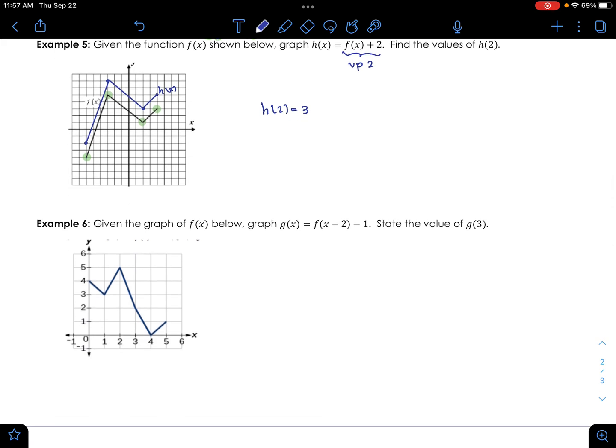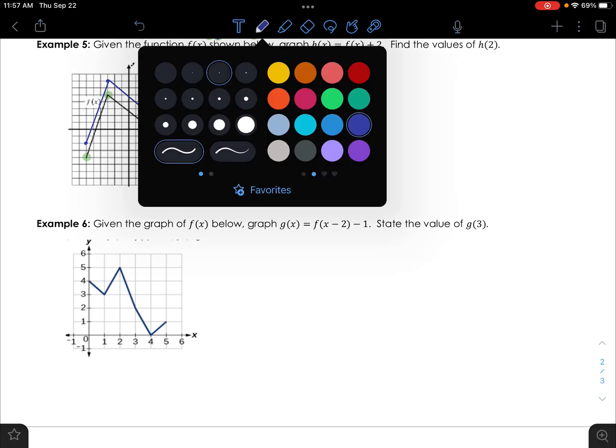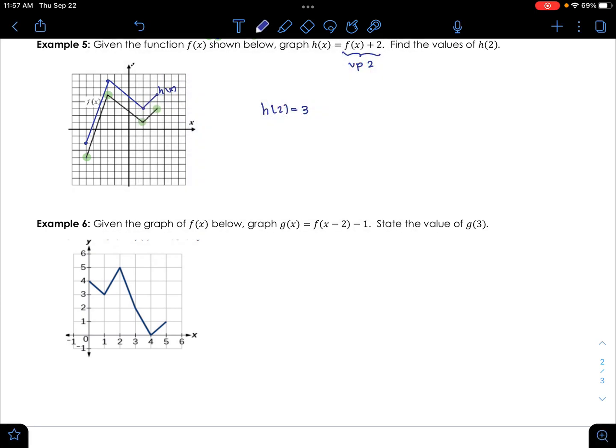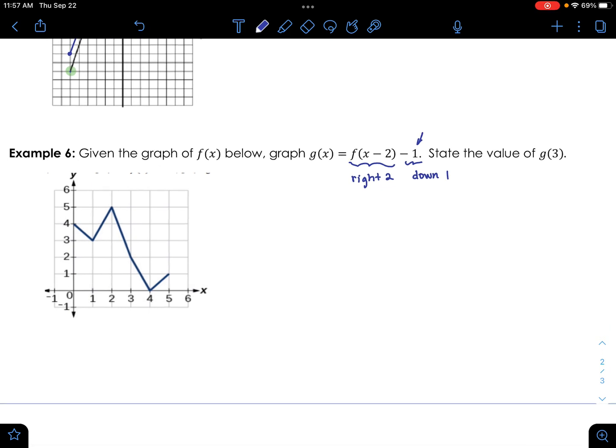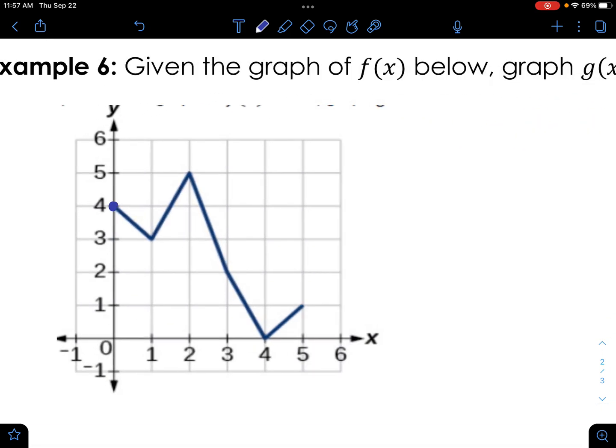Finally, it says given the graph of f of x below, graph g of x equals f of x minus 2 minus 1, state the value of g of 3. So if you look at this here, you'll notice that this is telling you that we are moving right 2 units. This is telling you that you're moving down 1 unit. This is not written in point slope form, so again, this does not lie, this does. So we are going to take the critical points here, here, here, there, there, and there, and move them.